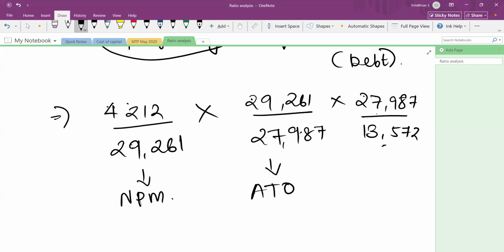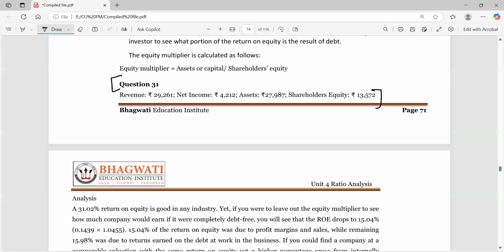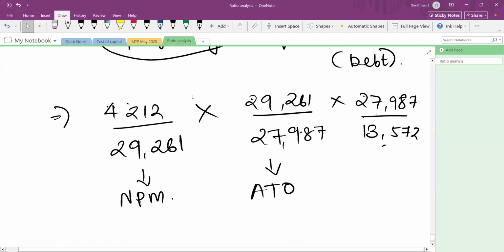14,415, right? But I'll include current debt as well. Which one? What is given in the question? You are saying which one includes current debt? That 14,515. Assume it is long-term debt. That's all. Right? Listen, don't disturb the flow.